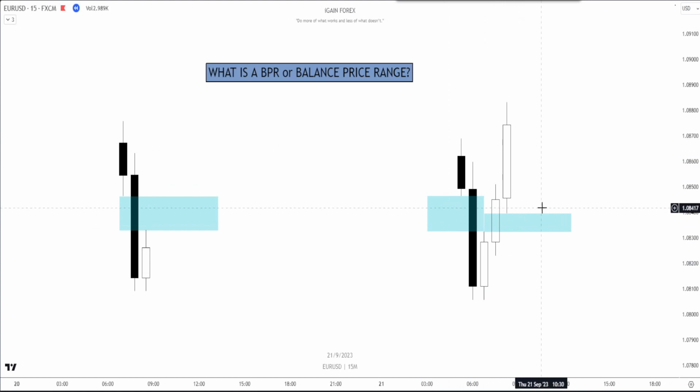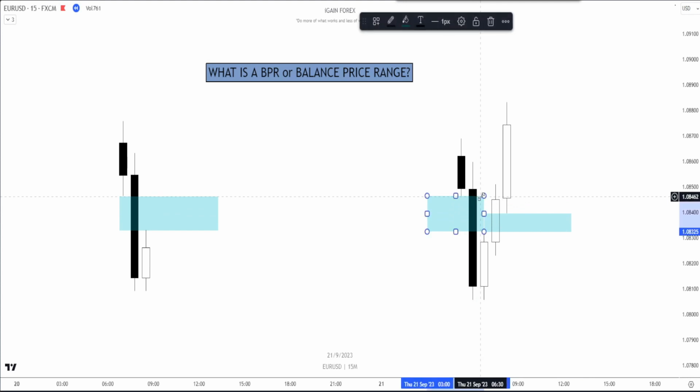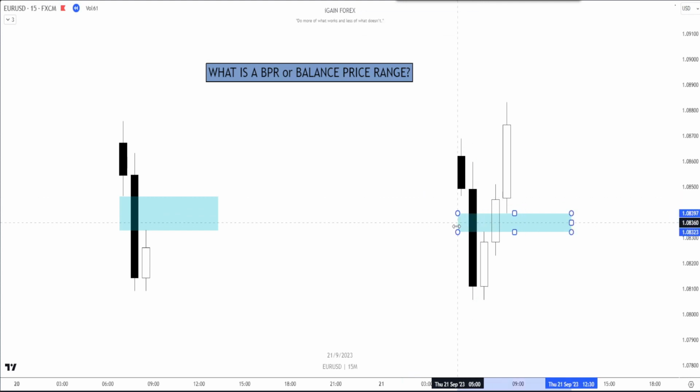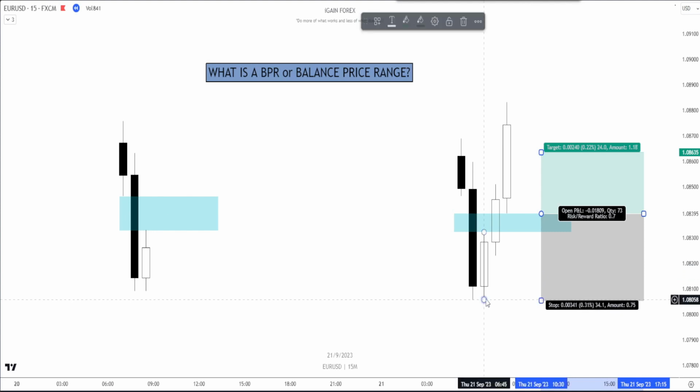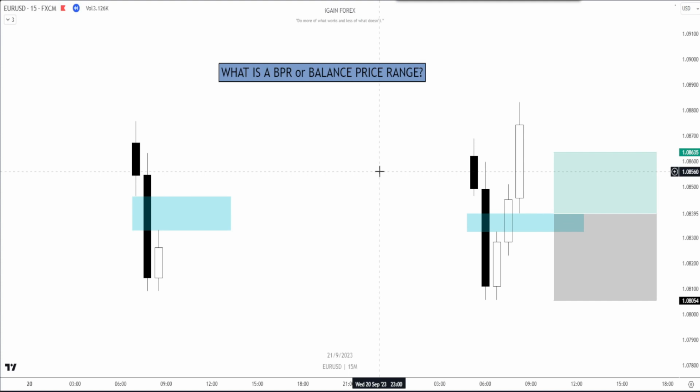So how can we use this as our entry? We will be using the smaller FVG as our trade entry. For a bullish structure, we can place our entry around this area and our stop loss just below this one. And then we will look for our take profit area later on. Okay, so let's go ahead and see an example.